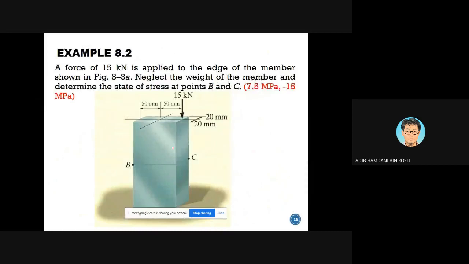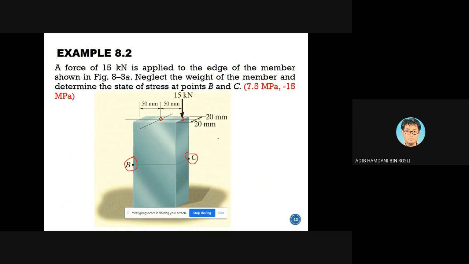So let's look at this simple example 2.2. Here you have this member, like a column member. You apply a 15 kilonewton load at this point, which is not at the centroid. The centroid is here. The question asks you to find the state of stress at point B and point C. You have these dimensions: 50 from the left to the centroid, and to the right 50, and you have 20 and 20.